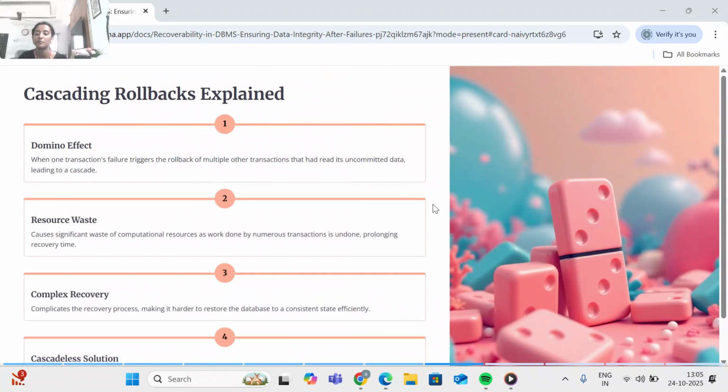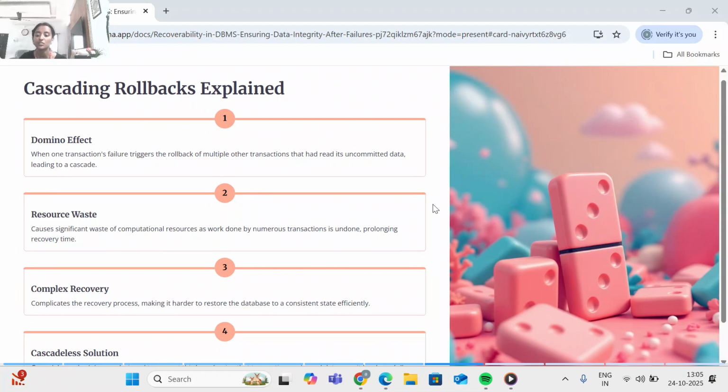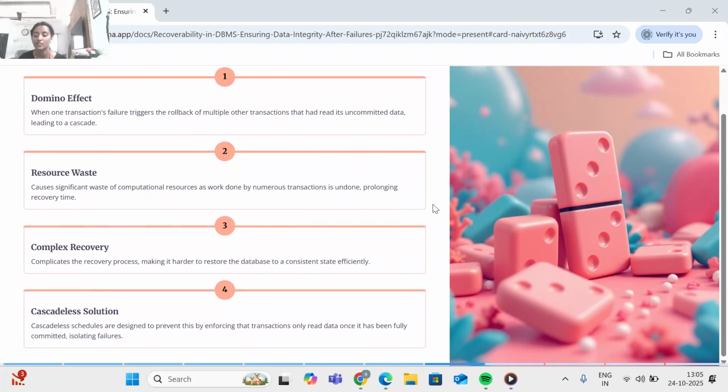Cascading rollback explained. Domino effect: when one transaction failure triggers the rollback of multiple other transactions that have read its uncommitted data, leading to a cascade. Resource waste: causes significant waste of computational resources as work done by numerous transactions is undone, prolonging recovery time. Complex recovery: complicates the recovery process, making it harder to restore the database to a consistent state efficiently.